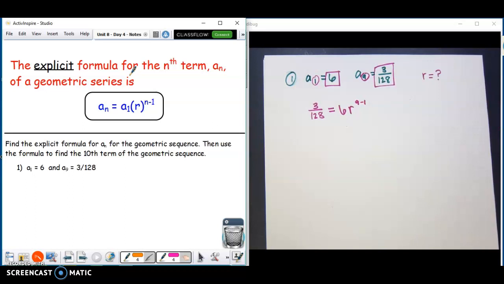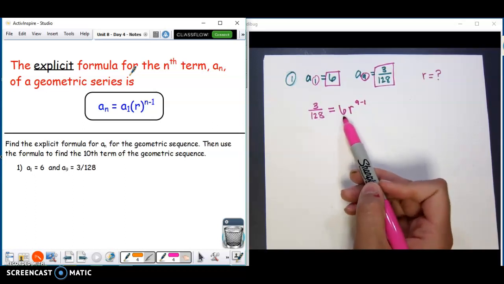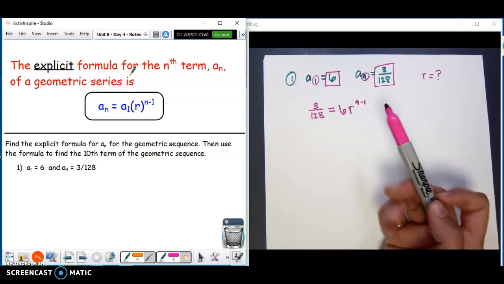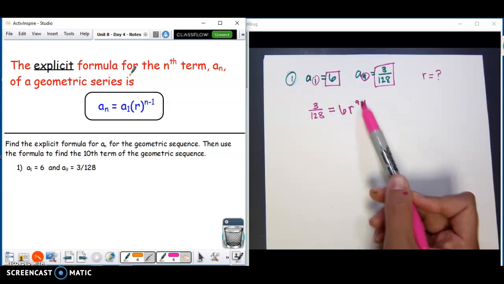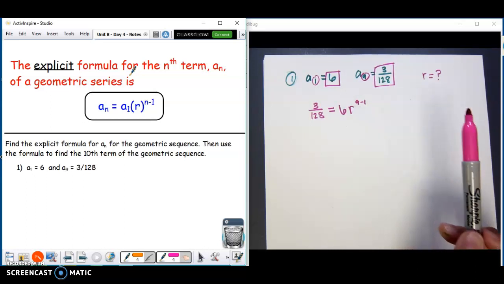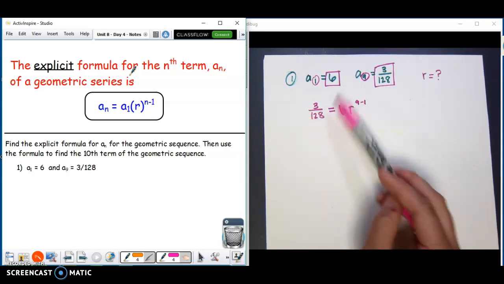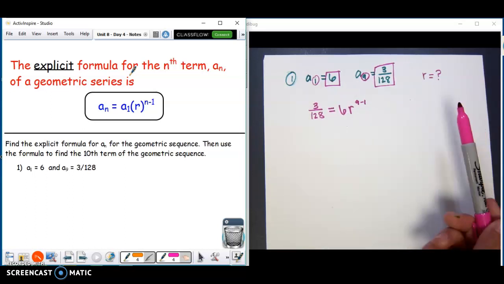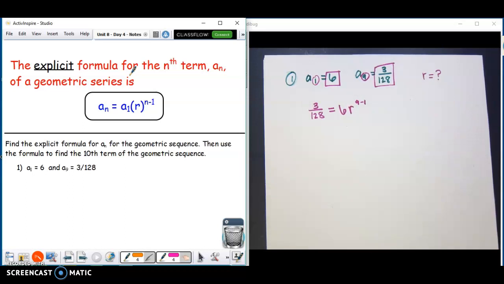Remember, the ratio means what you're multiplying by, so these have to be proportionate to each other. If you were to do 3 over 128 divided by 6, that will give you what you're multiplying by. And it's not just the ratio between one number, it's between however many steps, like this is 9 minus 1, that's why you have to give that your exponent. The setup's a little more complicated, just a little bit different, but I always take this number equals this number and then 9 minus 1. Once again, it really doesn't matter the order. I just like to keep the r exponent positive, so I try to do that one first.